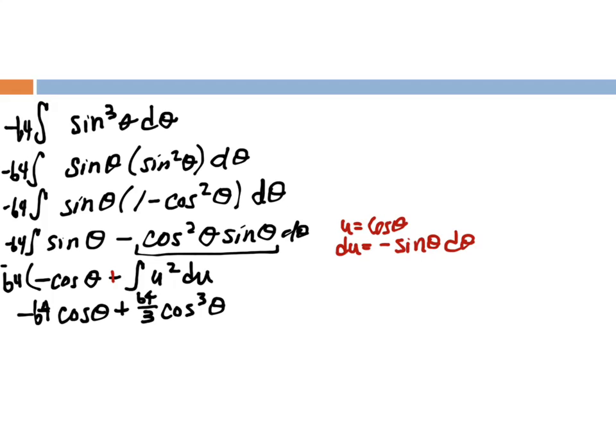It was negative, positive. My signs changed, didn't I? Because it was negative 64. You're right. So 64 cosine theta minus 64 thirds cosine cubed theta. So far, so good? All right. Need some more space.